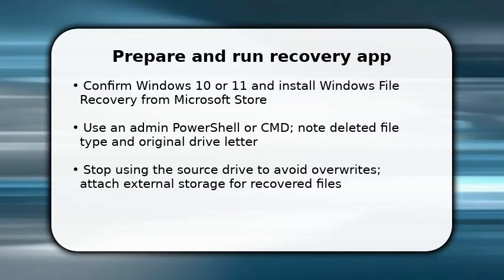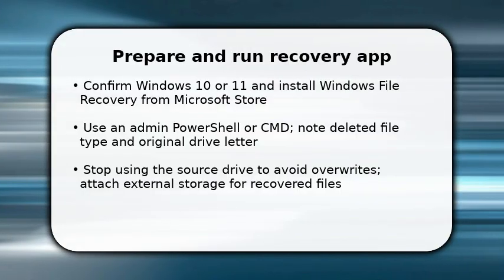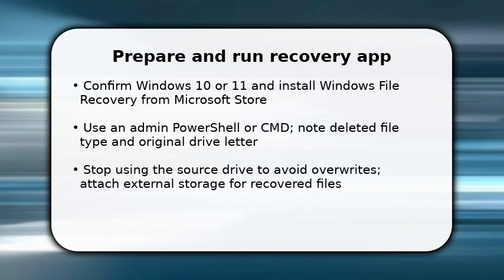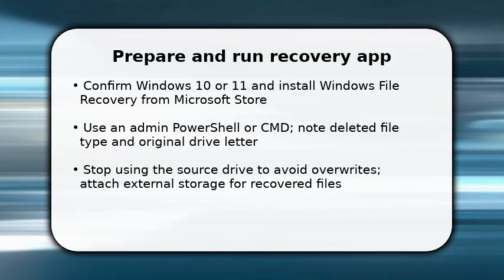You start by preparing your system. Open an elevated command prompt or PowerShell as administrator so commands run correctly. Once done, identify the drive letter where files were lost and choose a destination on a different drive. This prevents overwriting. You also need to decide the recovery mode based on file system and deletion type. Make sure Windows File Recovery is installed from the store.